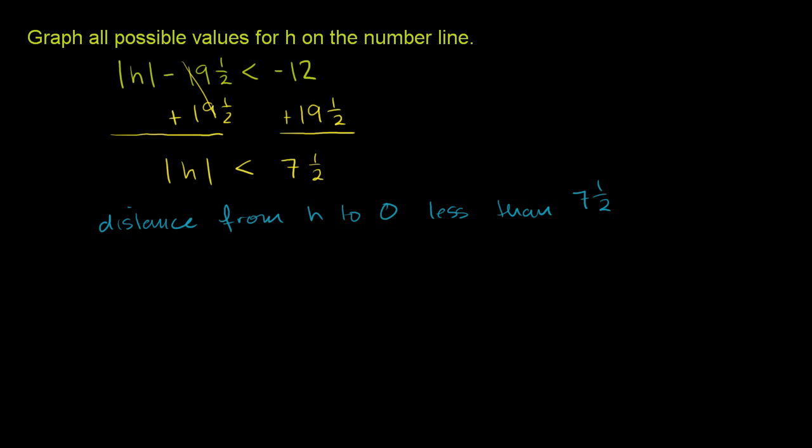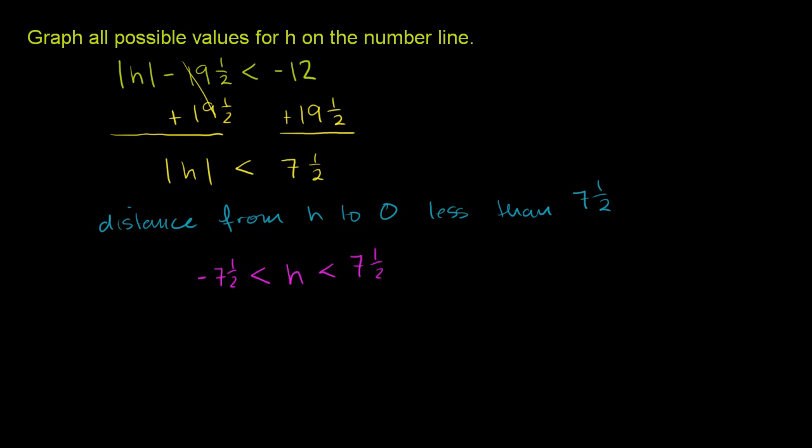So let me put it this way. So h could be less than 7.5. But if it gets too far negative, if it goes to -3, we're cool. -4, -5, -6, -7, we're still cool. But then at -8, all of a sudden, the absolute value isn't going to be less than this. So it also has to be greater than -7.5. If you give me any number in this interval, its absolute value is going to be less than 7.5, because all of these numbers are less than 7.5 away from 0.